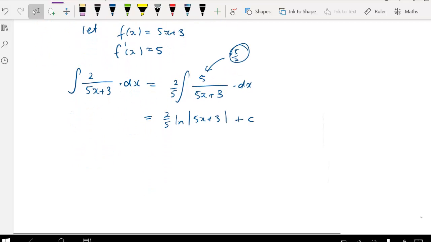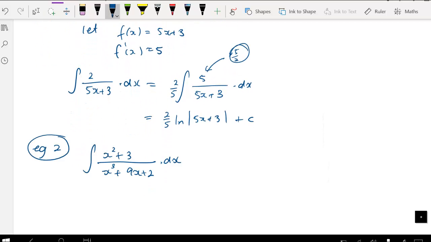Alright, so we'll look at another example. If we look at this scenario, we've got the integral of x squared plus 3 over x cubed plus 9x plus 2. Again, we want to take a similar approach. We want to say that f of x is equal to x cubed plus 9x plus 2. And if we can see a derivative relationship between the denominator and the numerator, f dash of x is 3x squared plus 9, and I'm hoping you can see that that is 3 lots of x squared plus 3.